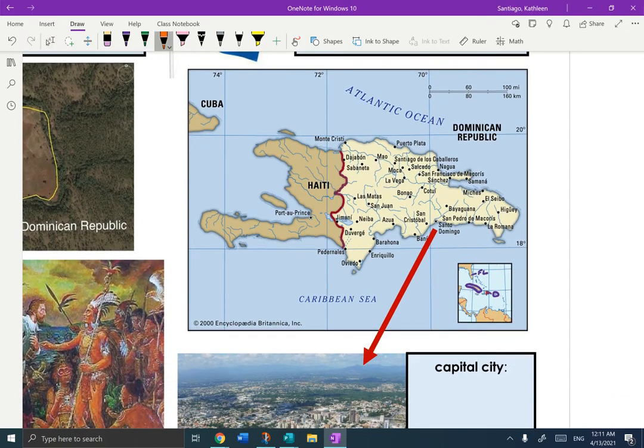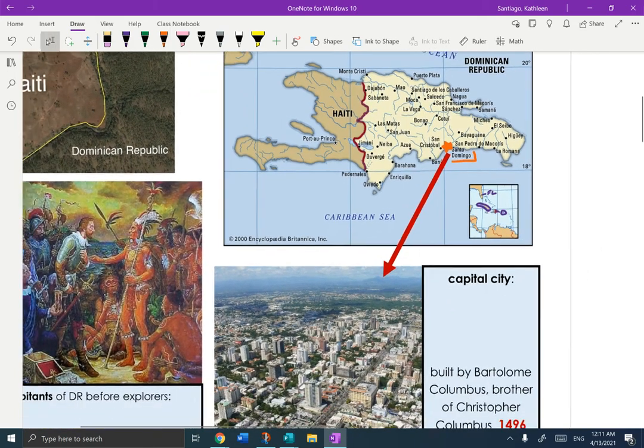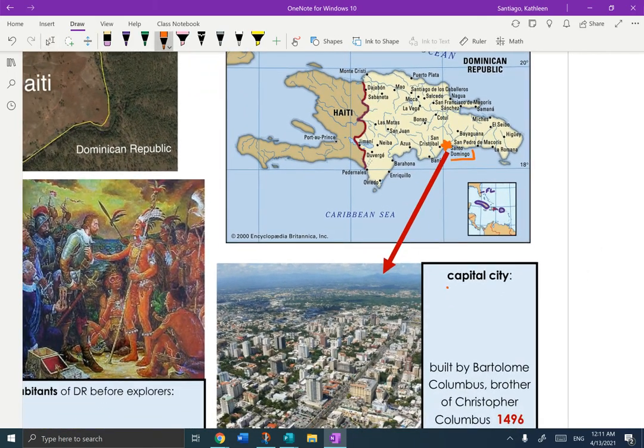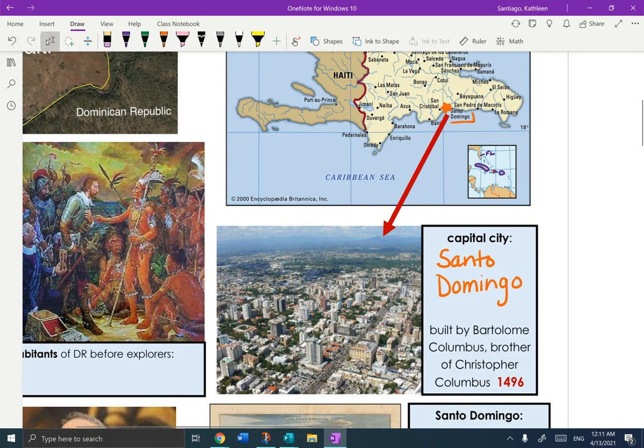Let's look again at the map of the Dominican Republic. You can see that right here there's a small star, and I'm going to just make it orange so that you can see it. That is the capital. Now it should be a star. There, I'll make it a star. This is the Dominican Republic's capital, which is Santo Domingo. Okay, Santo Domingo is the capital.